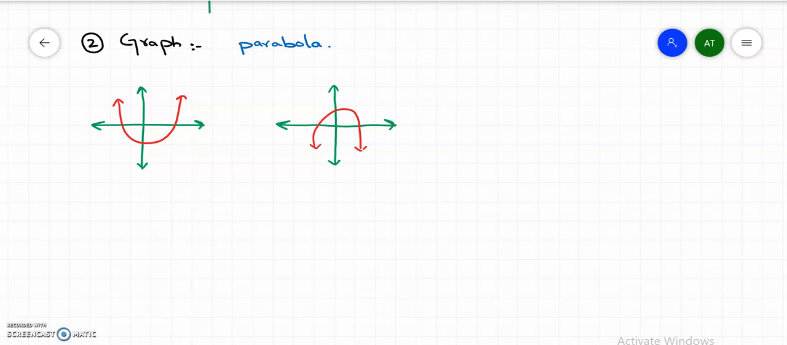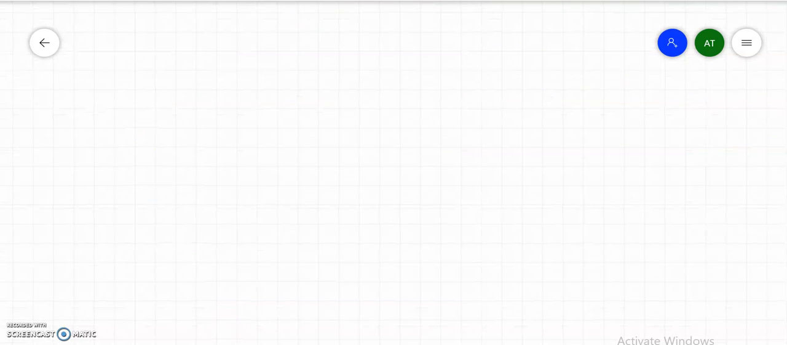Let me take a counter example. If I have a graph like this, this graph is not representing a parabola. So the first and the second graphs are parabolas and the third one is not. The first and second graphs represent a quadratic relation, and the third one does not because it is not a parabola. Let's move to the third way to represent a quadratic relation.